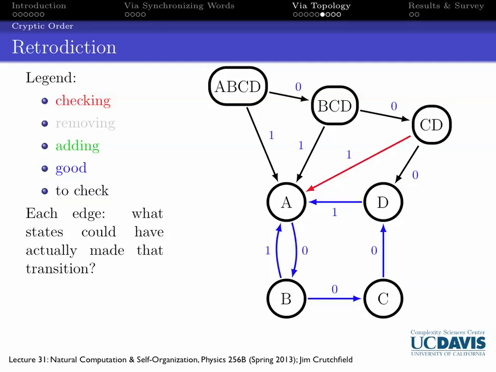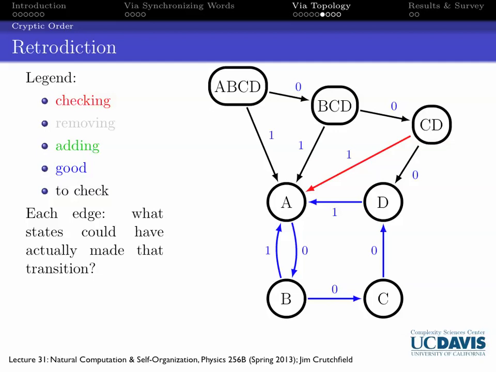But now let's consider this edge. Let's check this edge. Let's think about what this edge tells us. It tells us that if we could have been in state C or D, and then we observe a 1, we end up in state A. But let's look at state A.